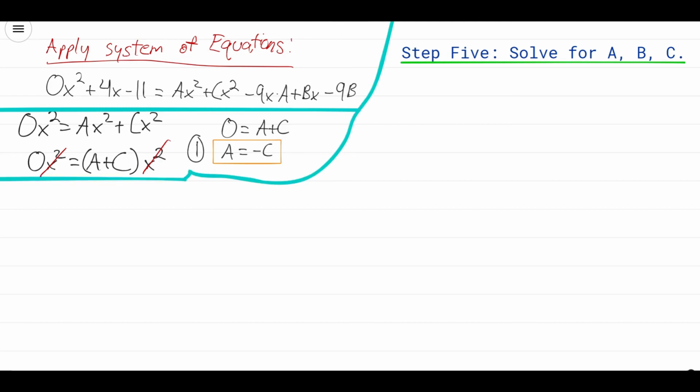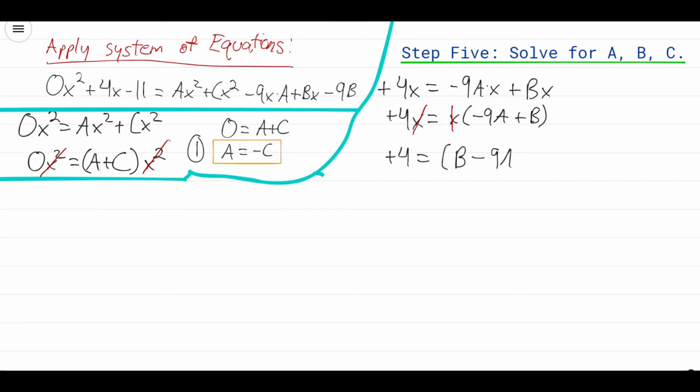Now let me create my second equation. I know 4x is equal to every term that has just an x on it. So it's equal to negative 9a times x plus bx. Now I'm going to factor out the x: x times (negative 9a plus b). Now I can see that the x's will cancel out, so I'm left with 4 is equal to b minus 9a. All I did was switch the order, which is perfectly valid. So that's equation 2 that I'm going to store.